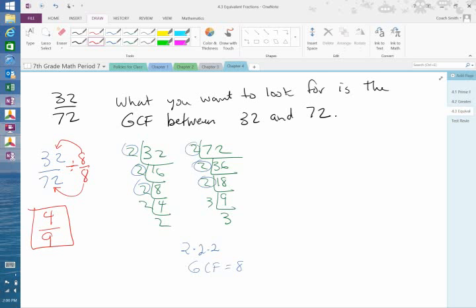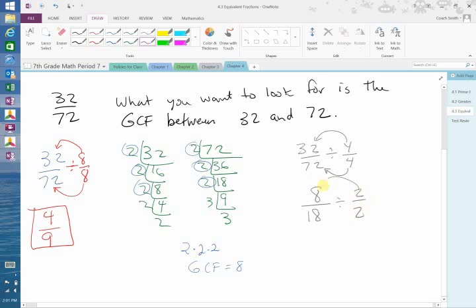Okay? Now, the other way you could have done this is to take 32 over 72, and we know that 4 goes into both of them, so we divide it by 4. 4 goes into that, 4 goes into that. 4 goes into 32 8 times, 4 goes into 72 18 times. Well, 8 and 18 have common factors. Common factors would be 2. 2 goes into 8 4 times. 2 goes into 18 9 times.